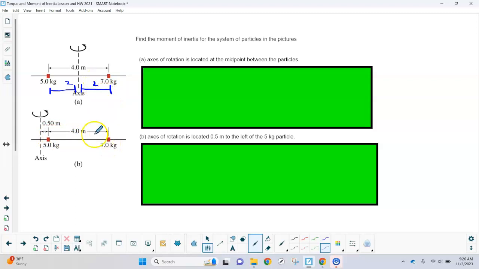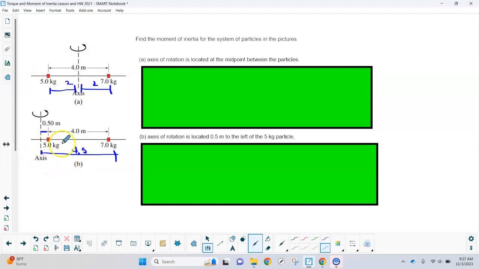Same masses, they're still 4 away, but now we've changed the point of rotation and where it's at. So we've moved this axis of rotation over to this left side, and this is 0.5 away. So if you measure from that axis to the 7, it's going to be 4.5 away. So just looking at those and thinking about the ideas that we talked about, which one do you think is going to have more difficulty rotating?